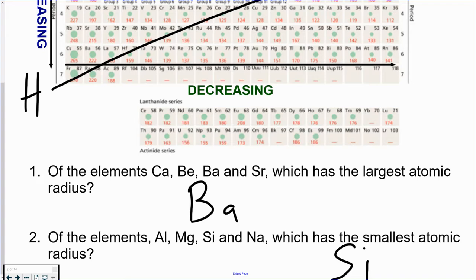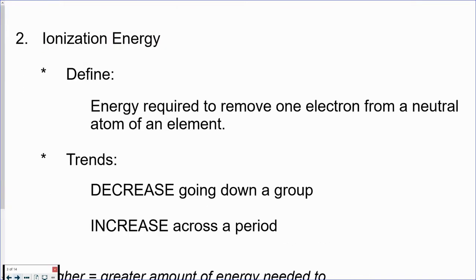That's atomic radii. The next one that we'll talk about is ionization energy. Well, what is ionization energy? It is the energy that it takes in order to get an electron away from a neutral atom. So how do I make it into an ion? How likely is it to become an ion?